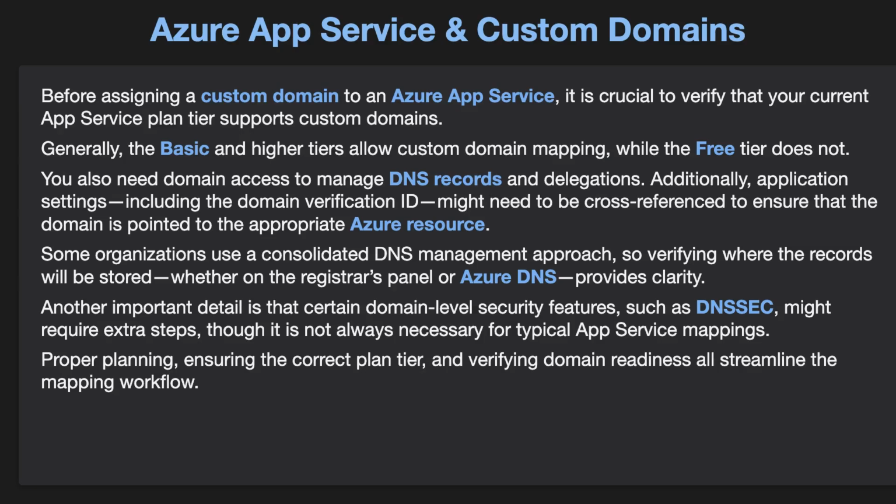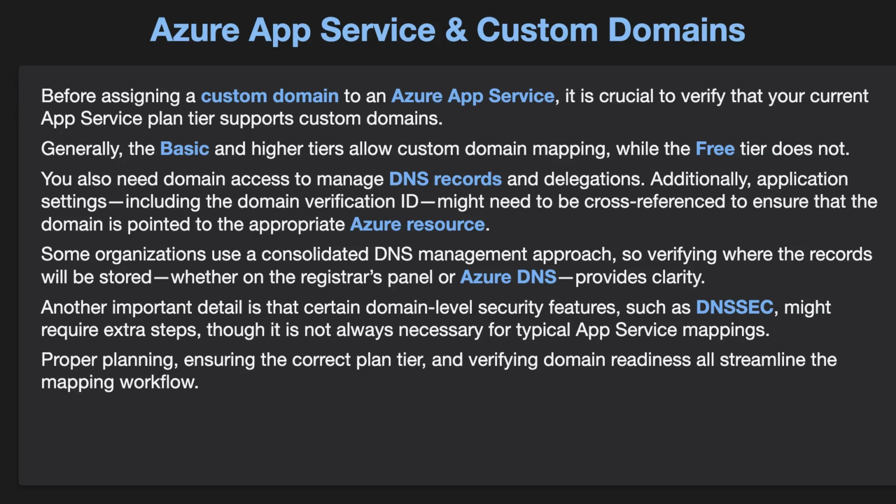Before assigning a custom domain to an Azure App Service, it is crucial to verify that your current app service plan tier supports custom domains. Generally, basic and higher tiers allow custom domain mapping, while the free tier does not. You also need domain access to manage DNS records and delegations. Additionally, application settings, including the domain verification ID, might need to be cross-referenced to ensure that the domain is pointed to the appropriate Azure resource.